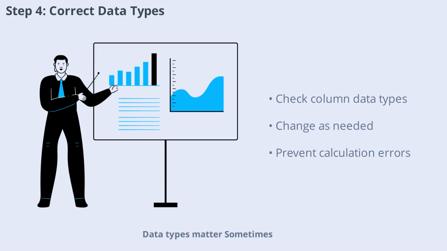Data types matter. Sometimes numbers are stored as text or dates are stored as numbers. This can cause errors in calculations or sorting. Make sure each column in your dataset has the correct data type. Most tools allow you to change data types easily, ensuring your analysis runs smoothly.